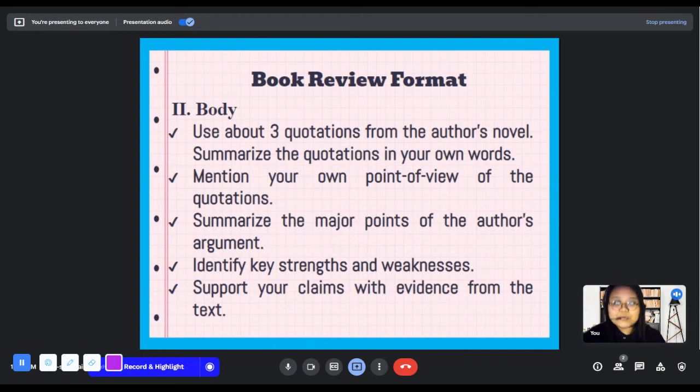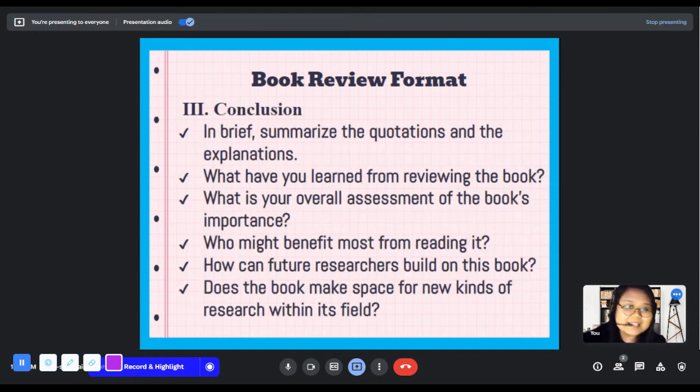Support your claims with evidence from the text. Lastly, for the conclusion, keep it short and simple. Summarize the quotations and the explanation. What are the things that you have learned from the book? Give an overall assessment of the book's importance.